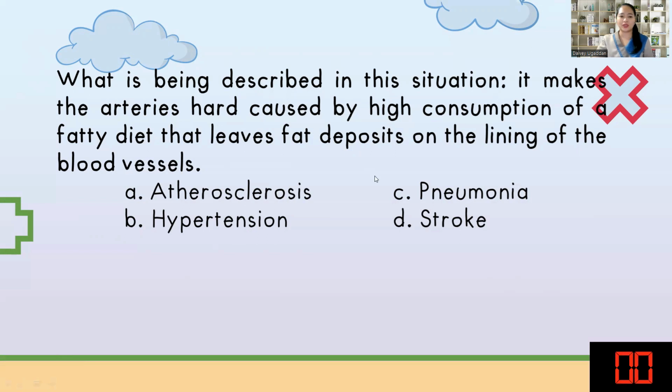Okay, so this question number 14, we are looking for a circulatory system disease. So we can now eliminate letter C, pneumonia, because this is a disease of the respiratory system. So that leaves us with atherosclerosis, hypertension, and stroke. But a while ago, we already answered that stroke is when there is a blockage or a clot or a burst in the blood supply in the brain. So that leaves us with A and B. A, atherosclerosis, is when there is a fatty deposit and there is a blockage in your arteries because of your fatty diet. Hypertension, on the other hand, is when there is the increase or elevation in the blood pressure. So the correct answer is letter A, atherosclerosis.